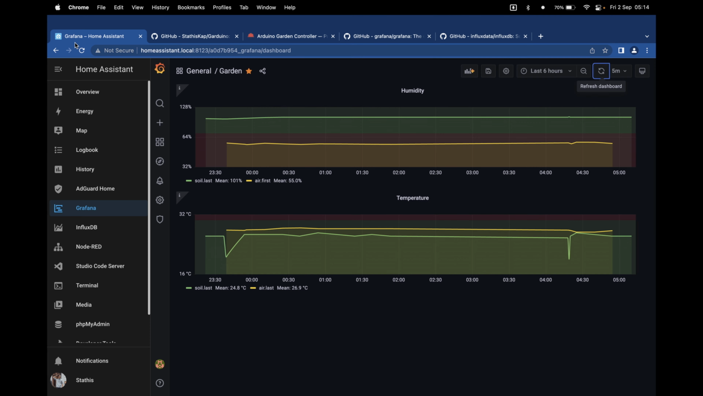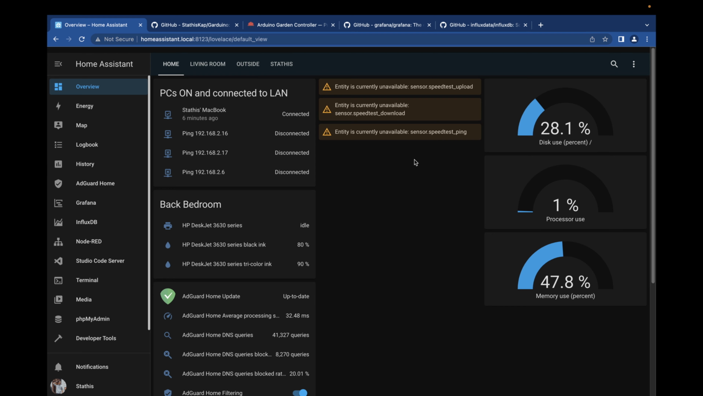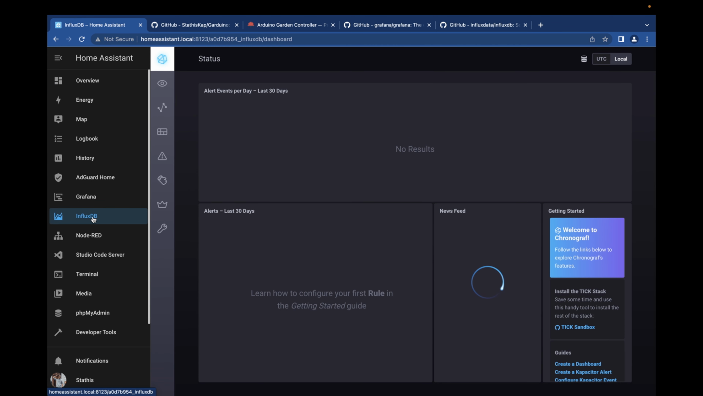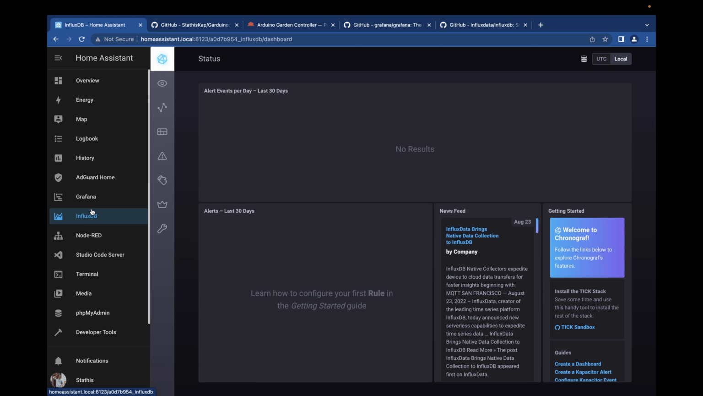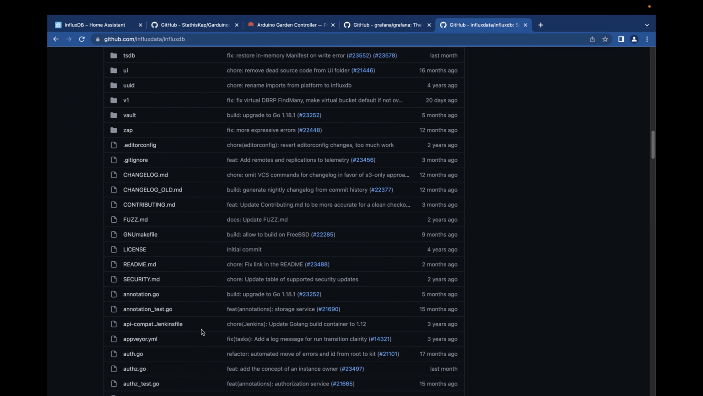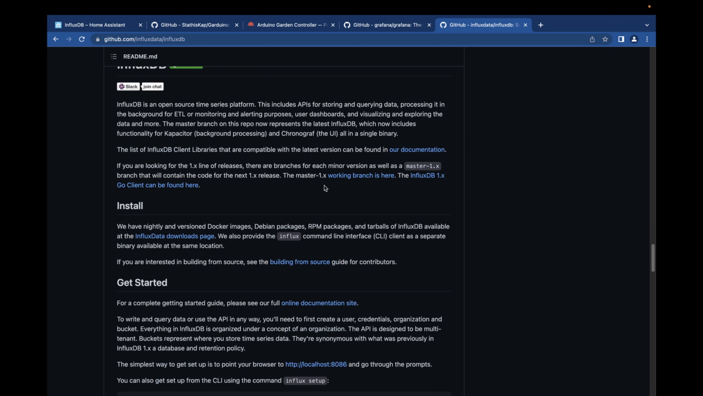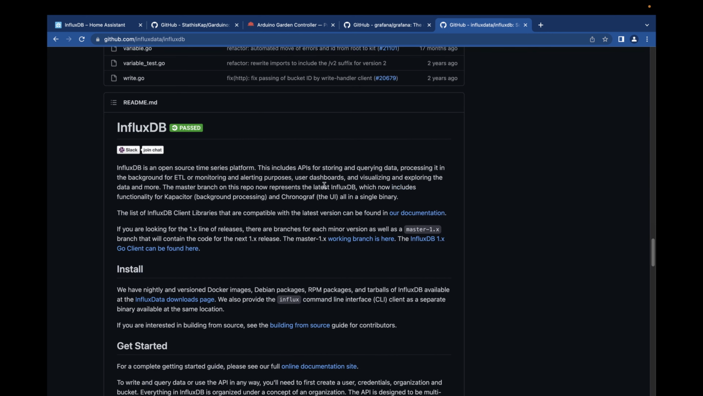So Home Assistant is this home automation software. It's usually run as a VM or a Docker container or something like that. And in it you can have different web apps. One of them is InfluxDB, which is a time series database. It doesn't use SQL, it uses its own thing. And whenever you add stuff into it, it puts a timestamp on it, so that makes it very nice for graphing stuff.